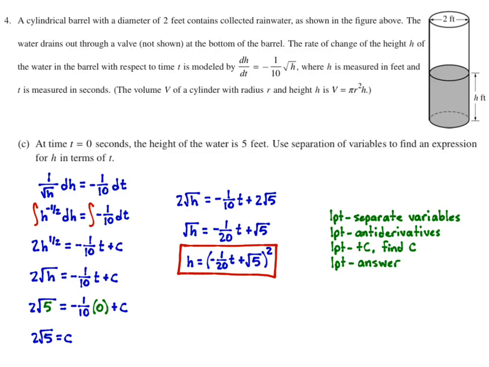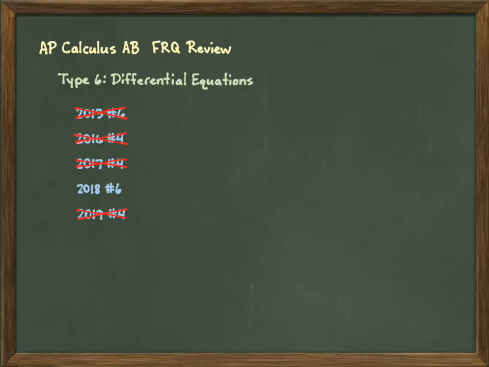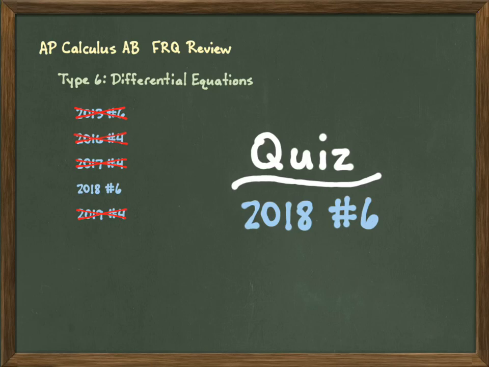Go ahead and grade it, and then the next problem we're going to do is a quiz. It's going to be number 6 from 2018. It's a non-calculator problem, as most differential equation problems are. Do this, set a timer for 12 minutes, do it on your own. Please have integrity when you're doing it, and then come back and watch the video to grade yourself.